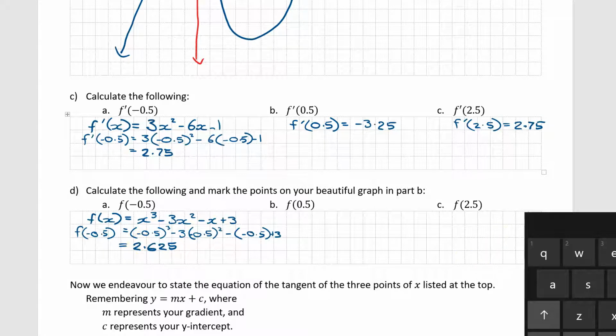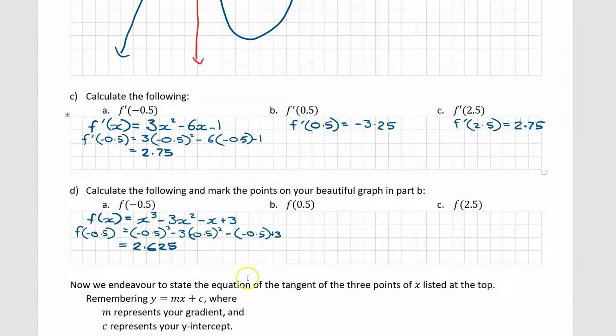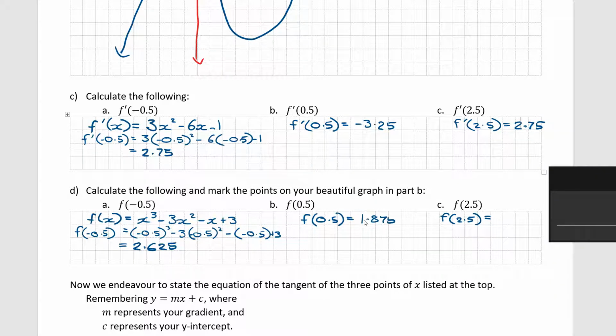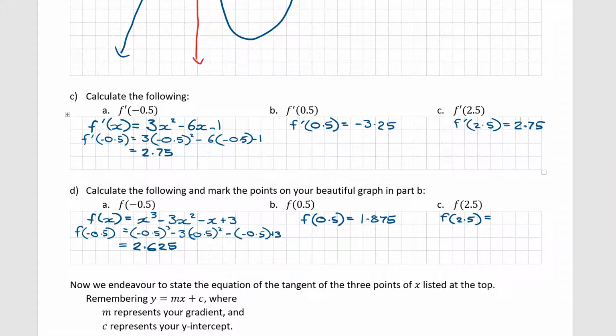So now doing the other two, f of 0.5 and f of 2.5, they're going to equal 1.875 like so, and then the other one is going to be negative 2.625.